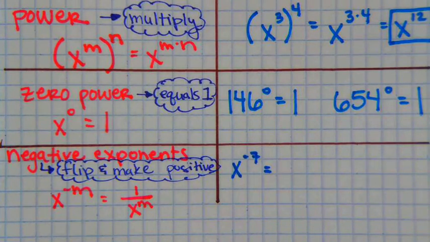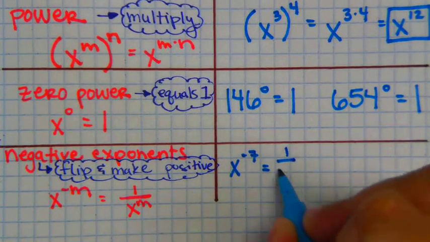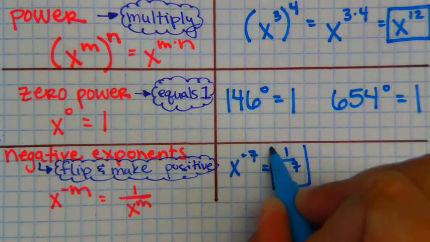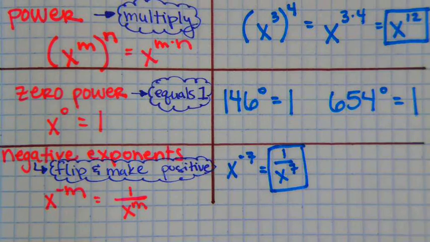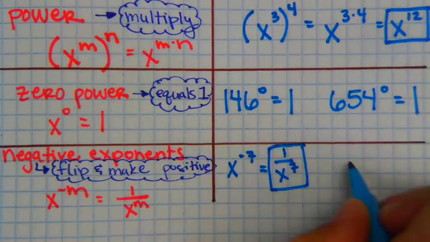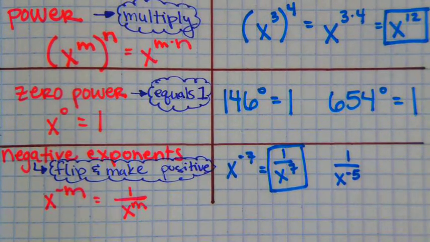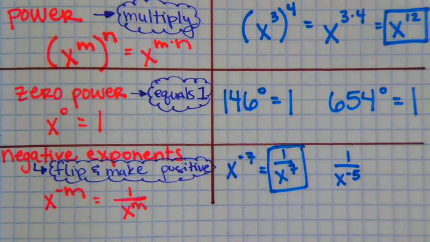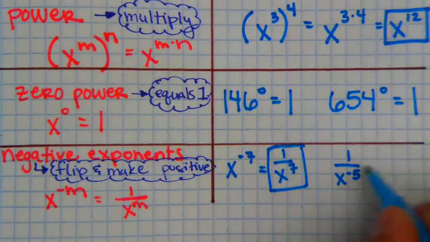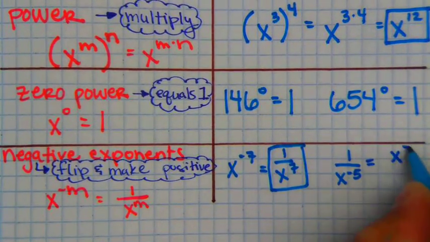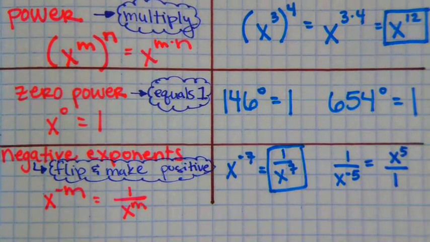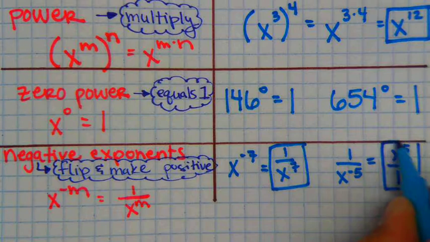So for an example, let's do x to the negative 7th. That would just be 1 over x to the 7th. You flip it and you make it positive. Or 1 over x to the negative 5th. That one's a little trickier, right? Because that negative is in the denominator this time. But you still follow the same rule. You're going to flip it and make it positive. So now it's a positive x to the 5th over 1, or just x to the 5th. It's the same thing.